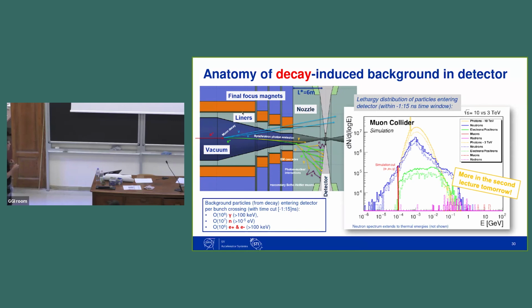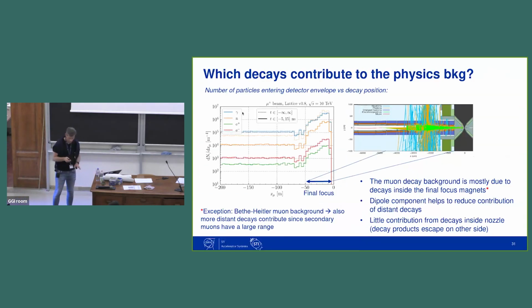and then also some muons. Here you can see some numbers, typically how many background particles we get per bunch crossing. So 10 to the 8 gammas, 10 to the 7 neutrons, and 10 to the 6 electrons and positrons. Daniele will explain this much more in detail, so I don't want to say much more about this.